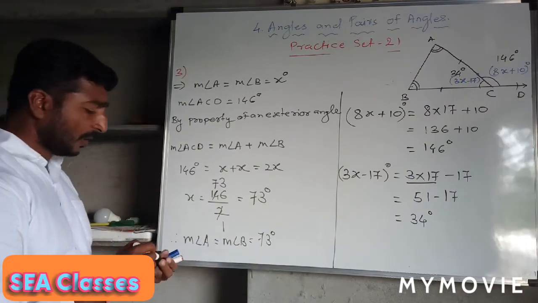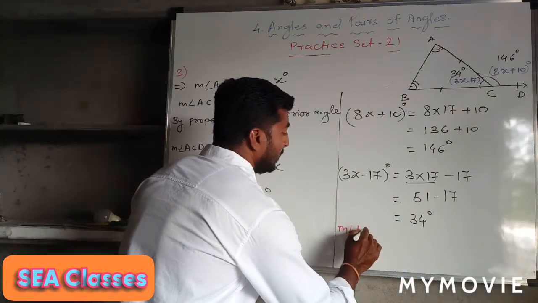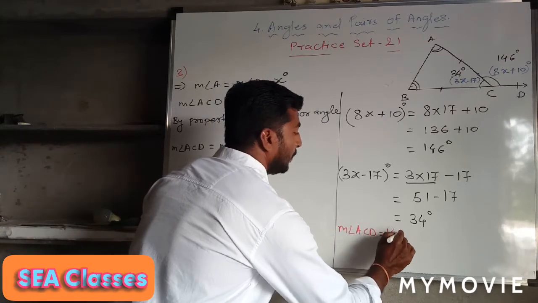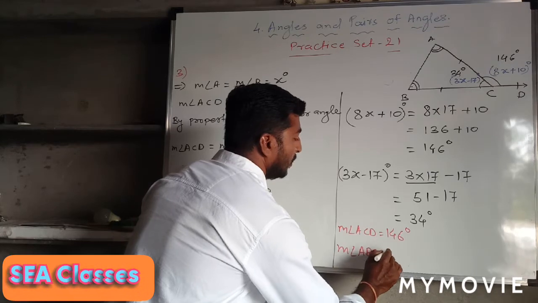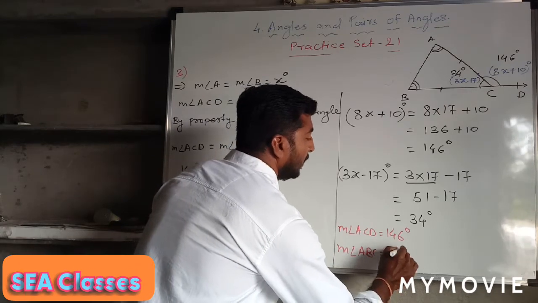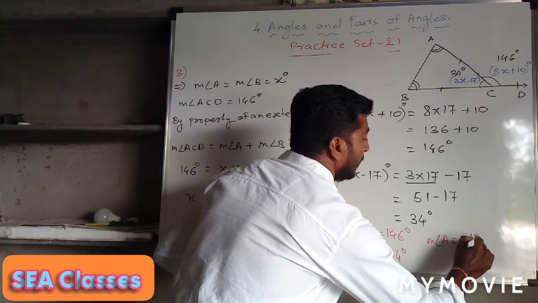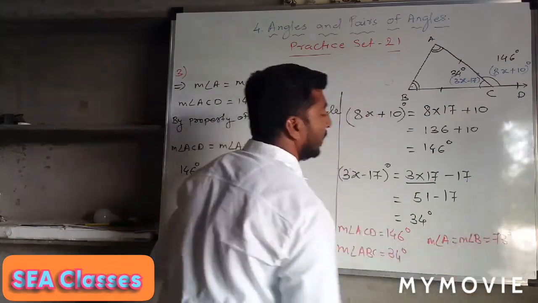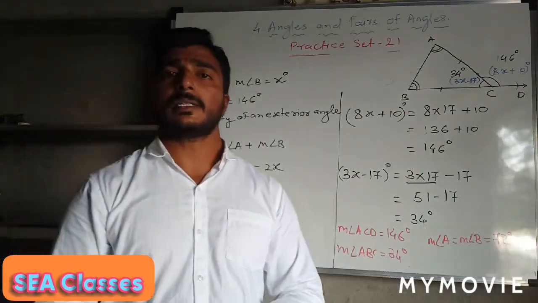So whatever you have been asked, that is, measure of angle ACD is how much? 146 degrees. Measure of angle ACB is equal to how much? 34 degrees. And measure of angle A, which is equal to measure of angle B, is equal to how much? 73 degrees. So in this way you can calculate the third example of your practice set 21.